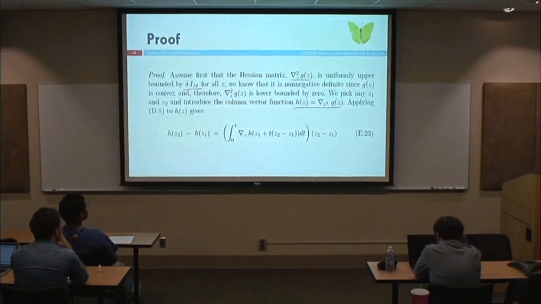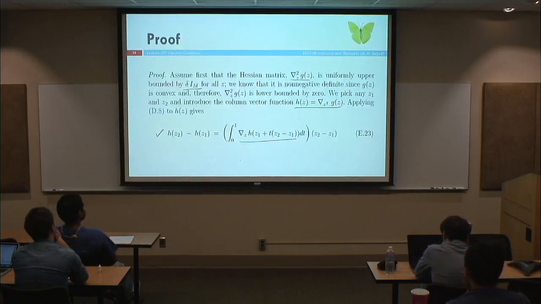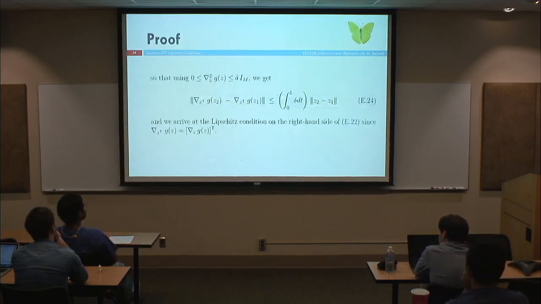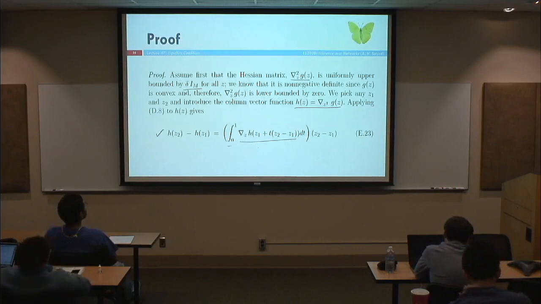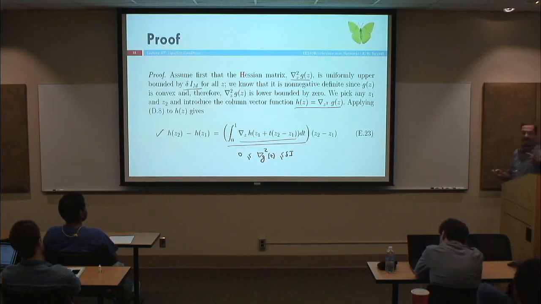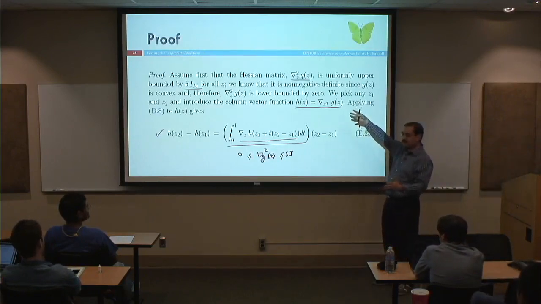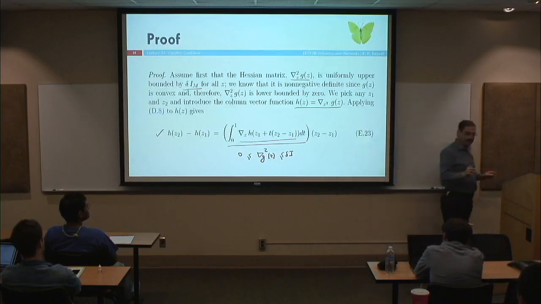So here I just wrote down the mean value theorem. This will now be the Hessian of g, right? So if this is the Hessian of g, and the Hessian of g is bounded by delta, also by 0. For strongly convex, actually, it's bounded by nu. But this result holds even for just purely convex functions, okay?